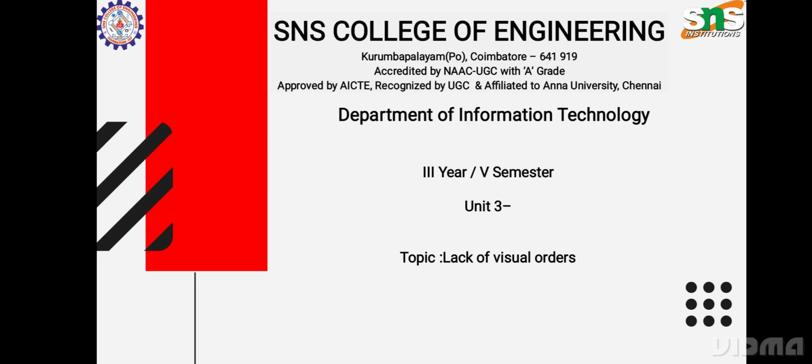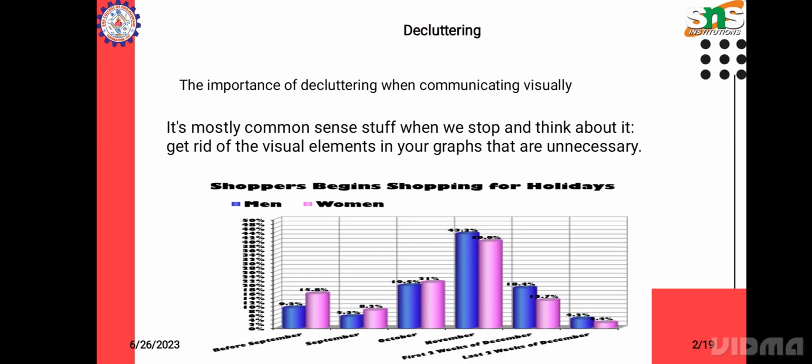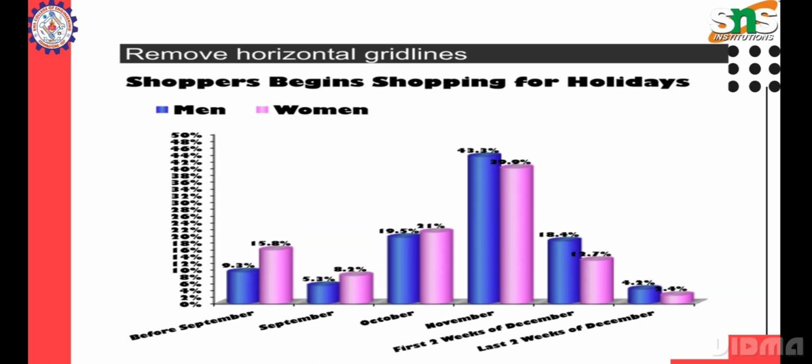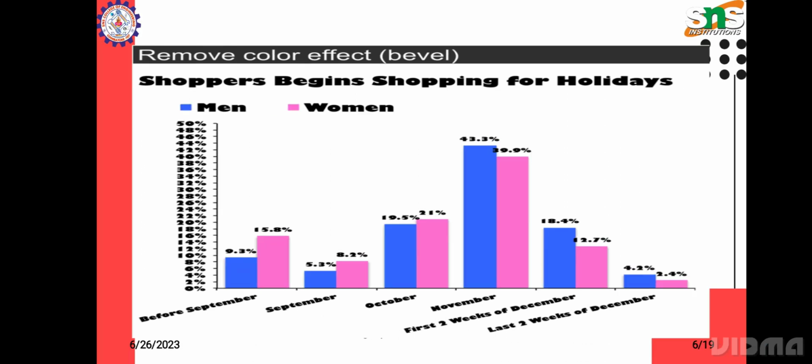So now let us see about decluttering. Decluttering is nothing but removing unwanted data from a graphical picture. Now the images below show a shopping graph, where shopping begins for holidays. Let us see who shops more, men or women. More women started the shopping early.